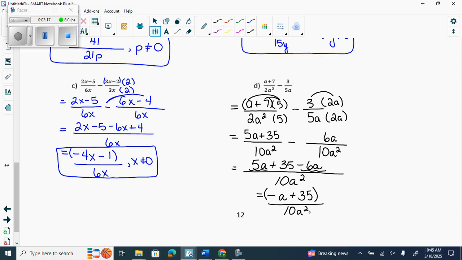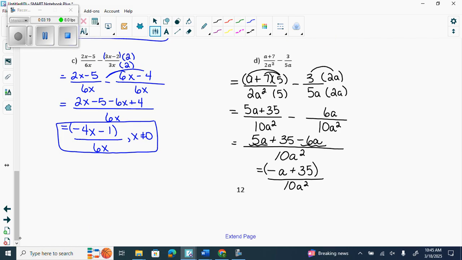Can I cancel anything off, guys? I have a binomial in the numerator. I have a monomial in the denominator. Can a binomial ever cancel a monomial? No. They're stuck. I still have to state non-permissible values.